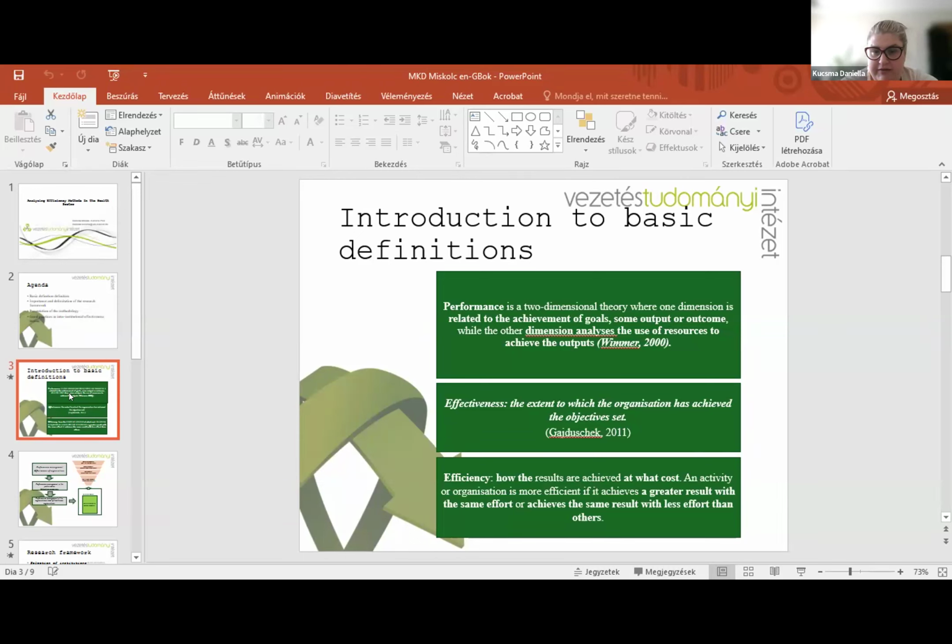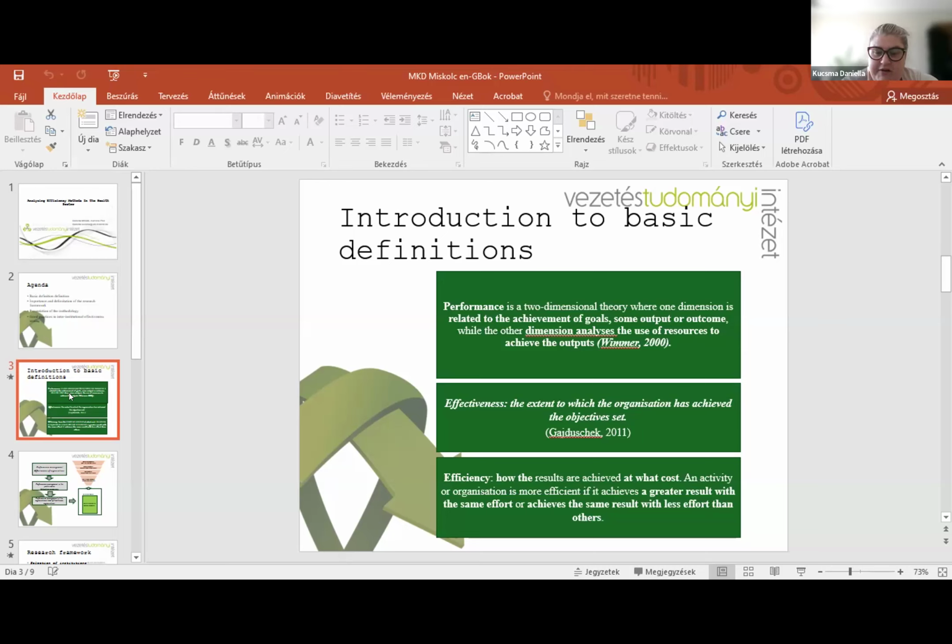When I did research after my PhD, this was my general definition. And after, when I saw performance, I had just one question: what is effectiveness? Effectiveness has one definition: the extent to which the organization has achieved its set objective. Okay, but with two definitions covered, the last definition that was important for my research is efficiency: how the results are achieved, and at what cost.